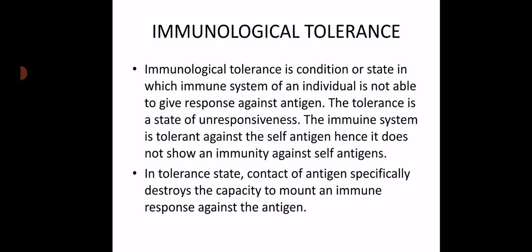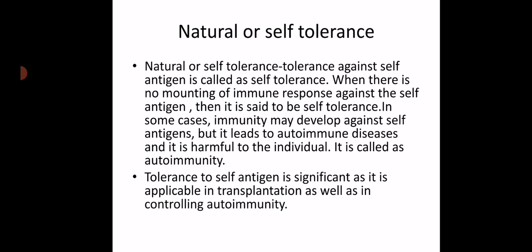In the tolerance state, contact with the antigen specifically destroys the capacity to mount an immune response against the antigen. So whenever there is a subsequent contact with the antigen, this contact destroys the capacity to mount an immune response. It means either there is no development, or no maturation, or no proliferation of T cells or B cells, and therefore no formation of subsets as well as immunity, neither CMI nor AMI. The antigen destroys the capacity to mount an immune response.